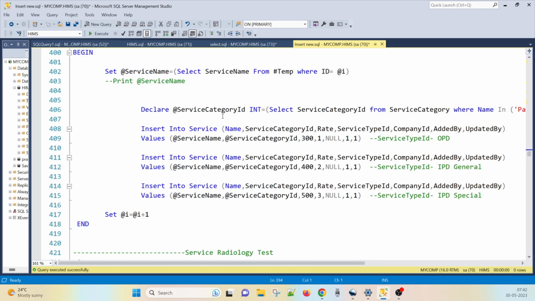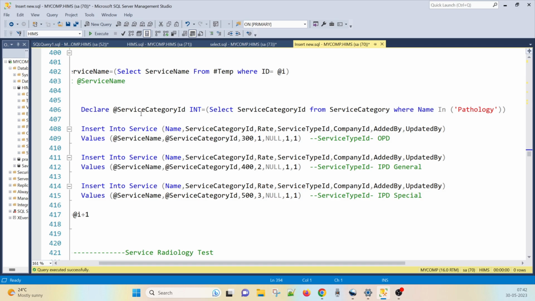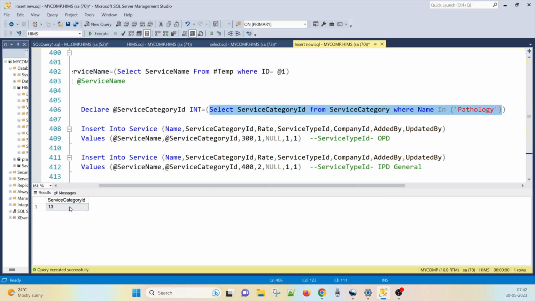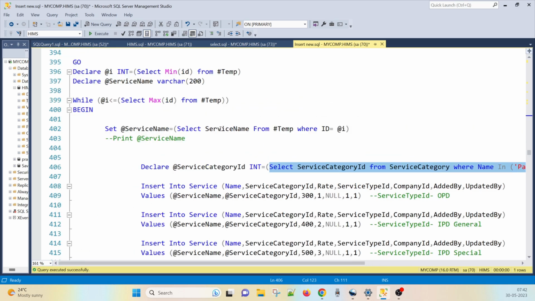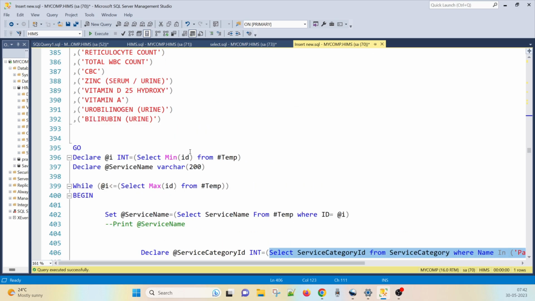And yes, this is the service category ID. As I said, there was a department ID previously, so you can do the same with the service category ID. This is the variable for the pathology department. We are receiving the service category ID. So select it. Yeah, 13. For category ID 13, I am inserting a number of records, correct?